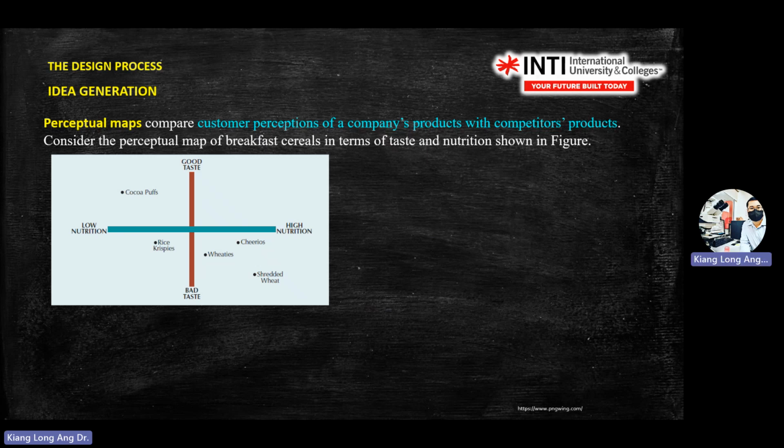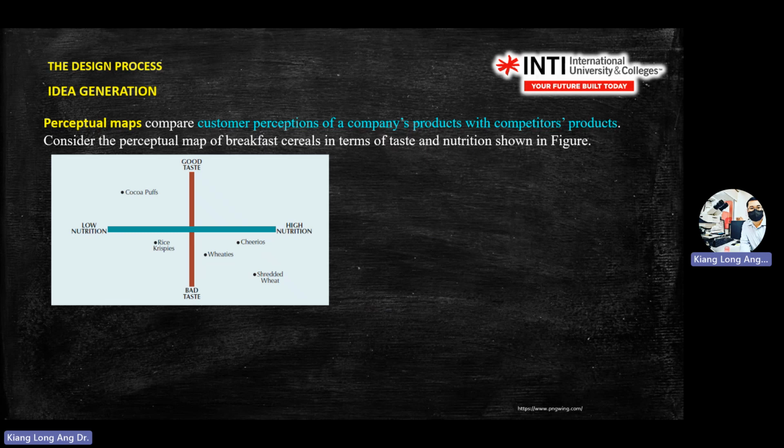Next one, we will give you a chart. It's called perceptual maps. Perceptual maps means you draw a map, and then when you do survey, you try to identify what is the customer needs, what the customer requirement. In this case, just give you an example.